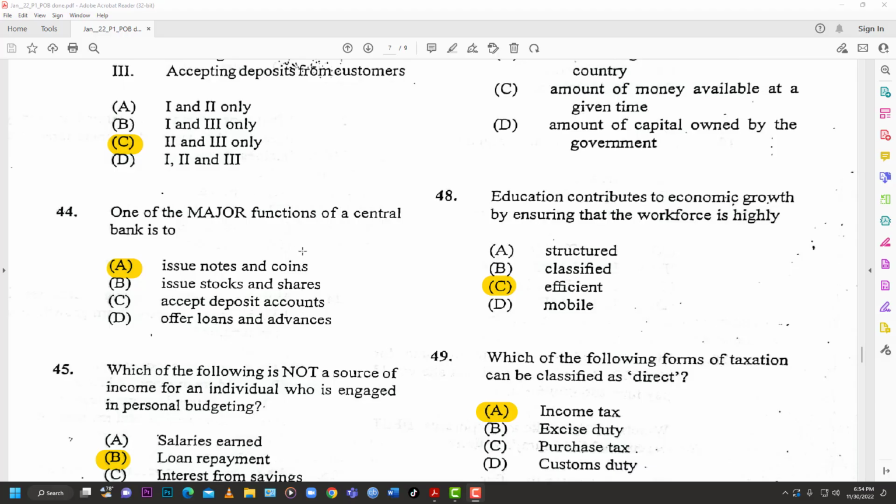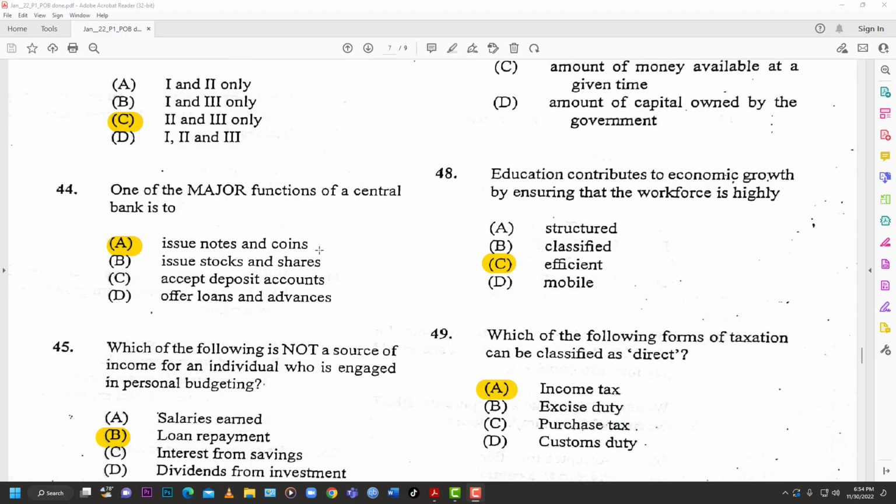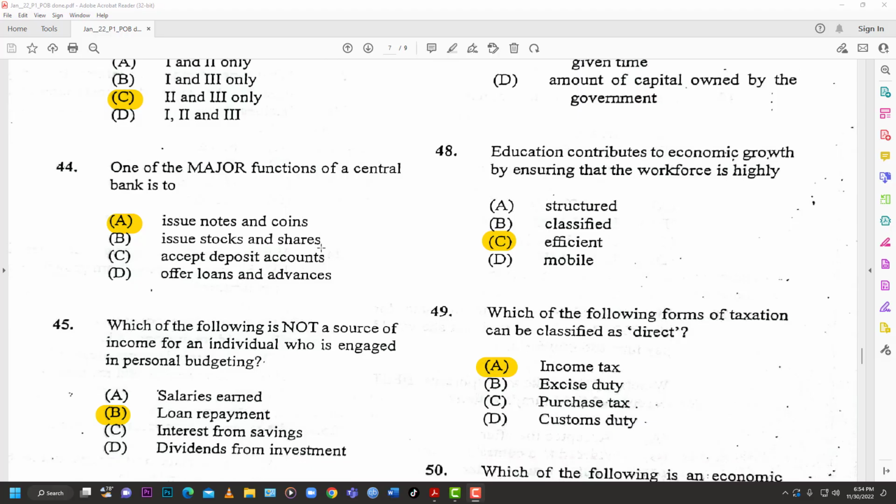44. Which of the following major functions of a central bank is to, of course, here we go, central bank, issue notes and coins. Central bank, they don't do any stocks or shares. They don't accept any deposit accounts. They don't offer any loans and advances. That's the commercial bank. One of their major functions is to issue notes and coins.